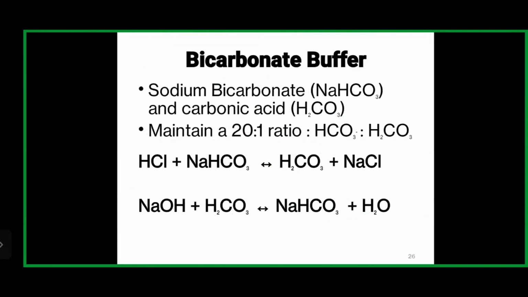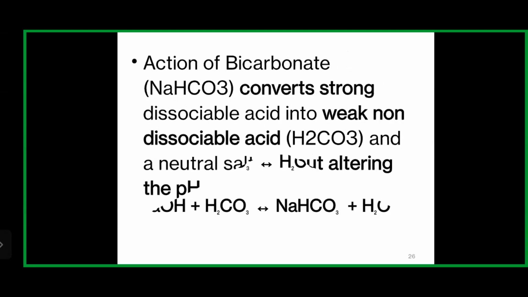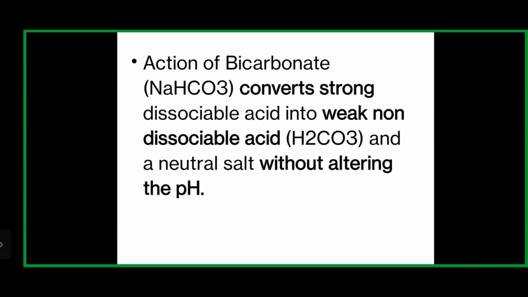Here we can see the example that HCl is reacting with NaHCO3 and it forms H2CO3 and NaCl. That H2CO3 will now dissociate into H2O and CO2, and that CO2 will be expired from the lungs. Now, the action of bicarbonate converts strong dissociable acids into weak non-dissociable acids, for example H2CO3, and the neutral salt without altering the pH.